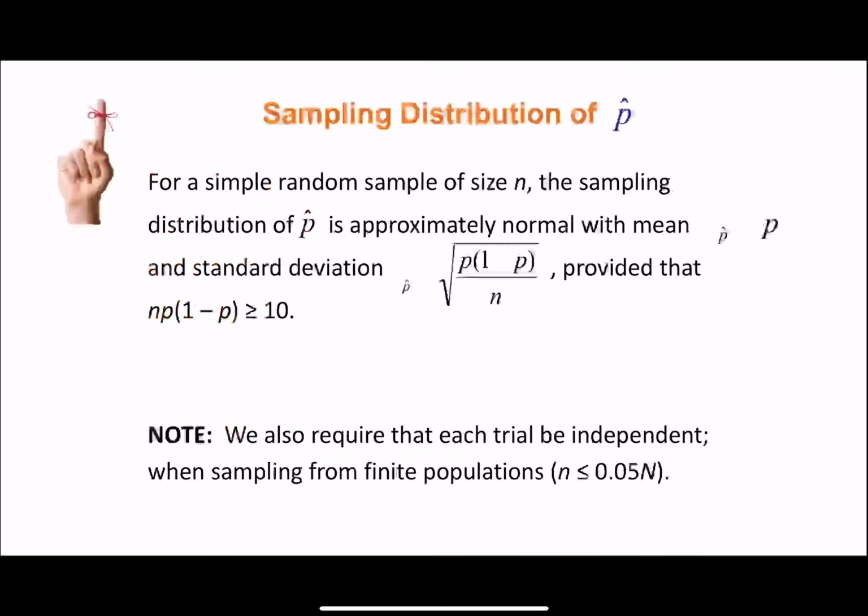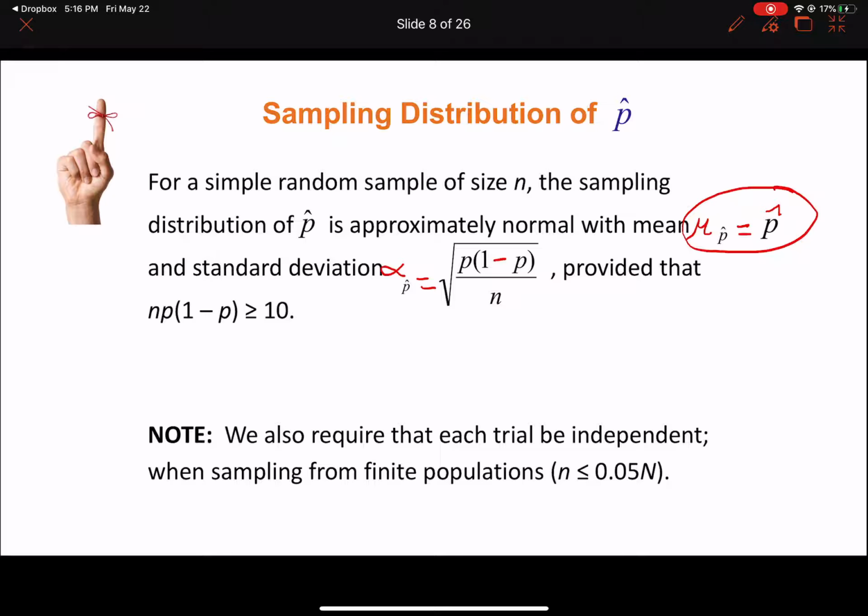So let's move on. This is just a reminder, from 8.2, for a simple random sample. Some things didn't show up here. For a simple random sample of size n, the sampling distribution of p hat is approximately normal. Remember, for our mean, we're going to use p hat. Our standard deviation, that shouldn't be an alpha. I don't know why I drew alpha. This should be a sigma.